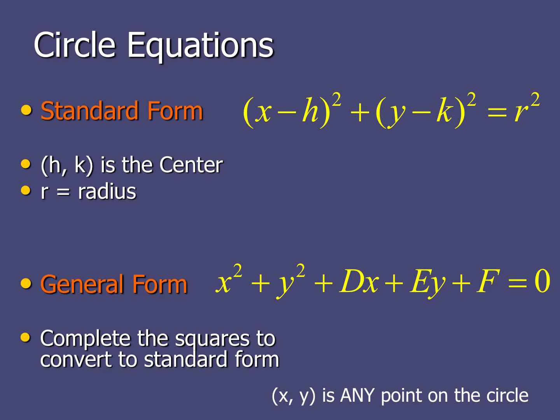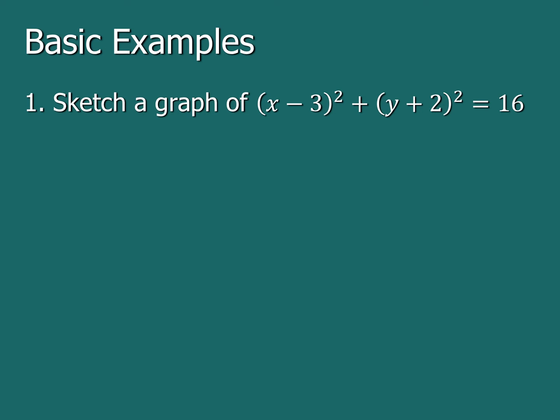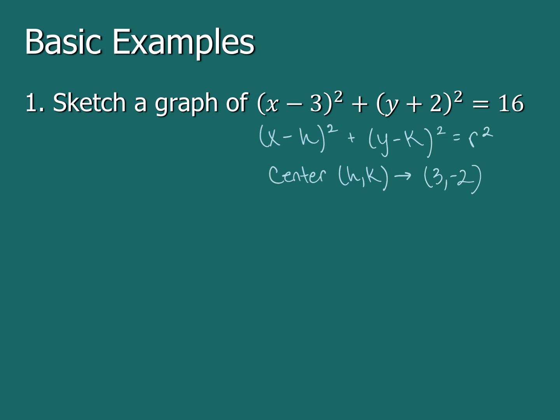Let's look at some examples. The first example asks us to sketch a graph of this equation, which is fitting the standard form for a circle. Now that I've written the standard form, I can see that h must be 3 and k must be -2, because this is technically y minus k, which must be y minus -2. I can also see that this number is the radius squared, which means the radius must be 4.